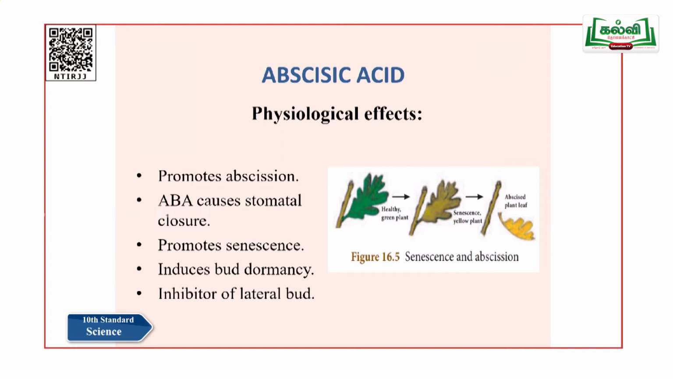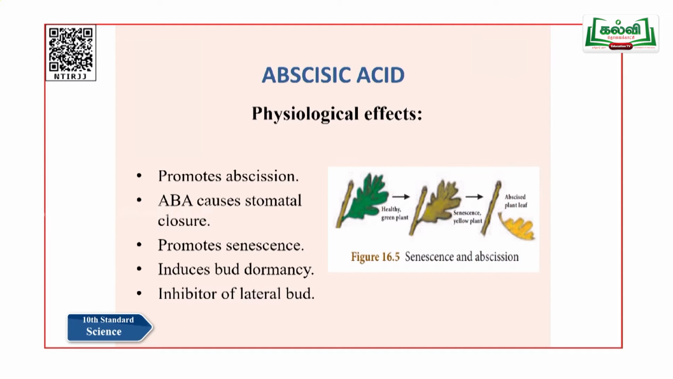Senescence is very important, and there is a diagram given for that. One is a healthy green plant that you see in the picture. Later senescence is formed, and what will happen? The color fades and a pale green color is formed, and later that pale green color becomes yellow. Why is this? Due to the abscisic acid, which brings about these changes in the plants. This is called senescence.